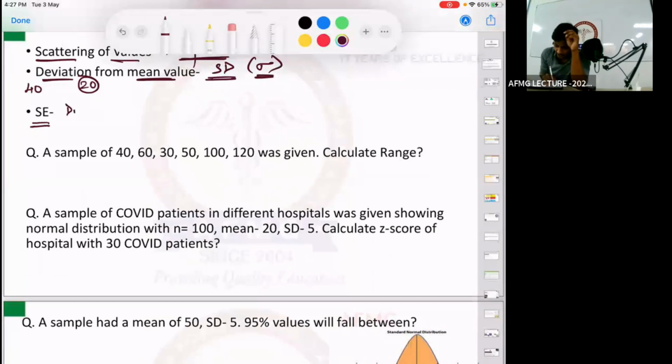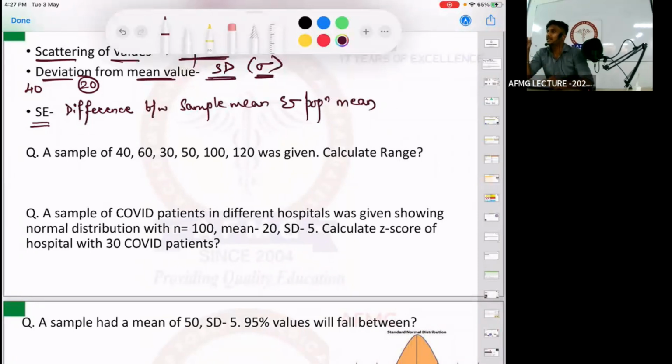Standard error is the difference between the sample mean and the population mean. Say it quickly. Standard error is the difference between sample mean and population mean. For example, I had to do some study.